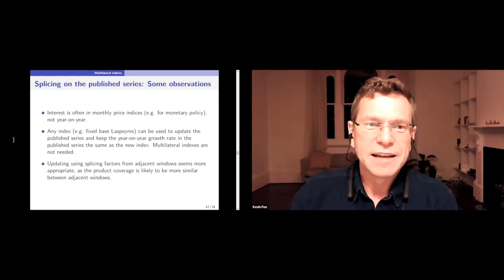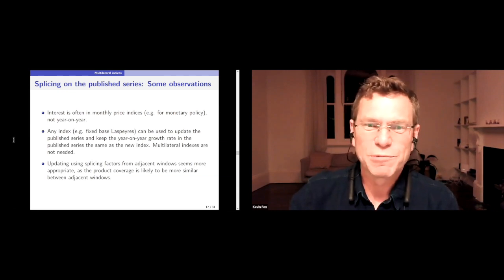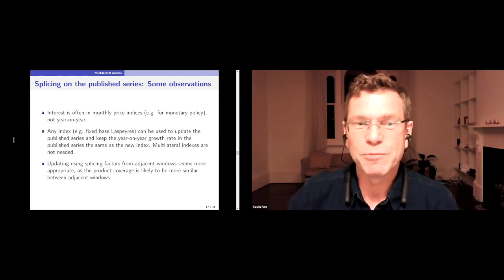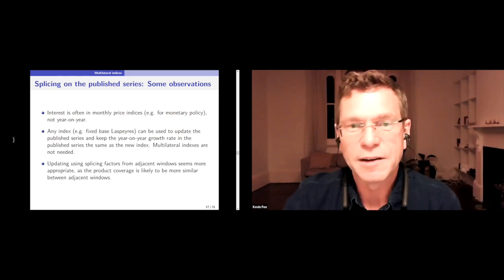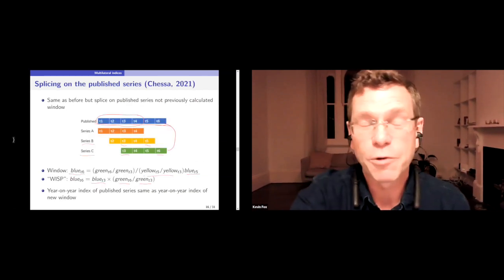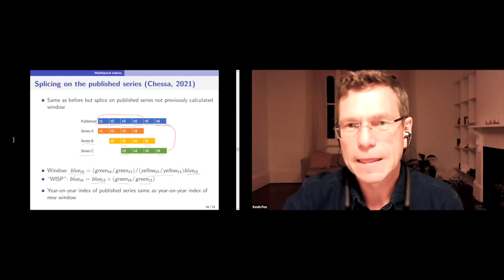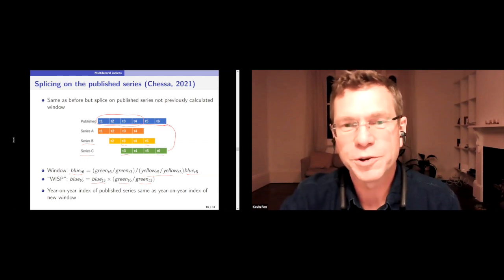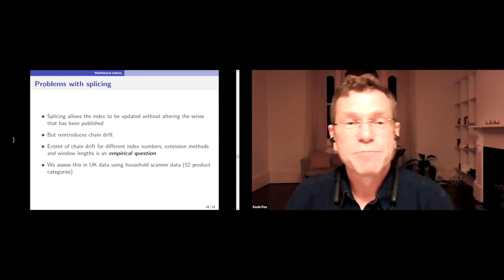Also, updating using splicing factors from adjacent windows seems more appropriate, as the product coverage is likely to be more similar between adjacent windows rather than windows which can get quite far apart. It's called product churn. Wonder what you're comparing. Okay, so other problems of splicing.